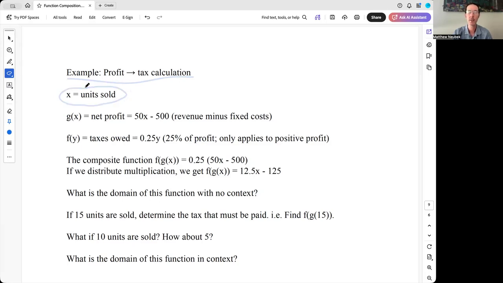So class, here's what I'd like you to write down. First, I want you to write down a little title for this example, and you can use this title. And then I want you to write down this first element, that X represents the number of units that we're selling. Now, I don't know if any of you own your own company. Anybody here own their own company? No one owns their own company yet. Okay, you might get there.